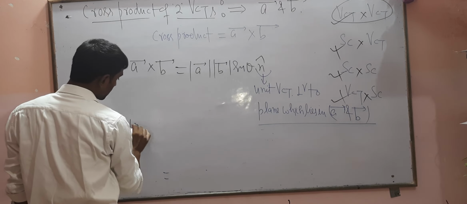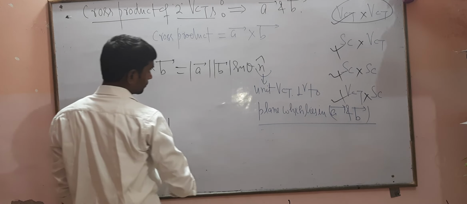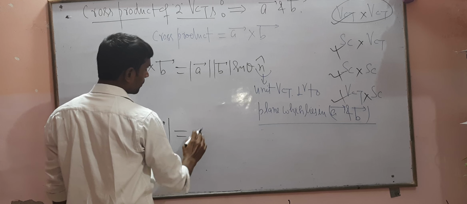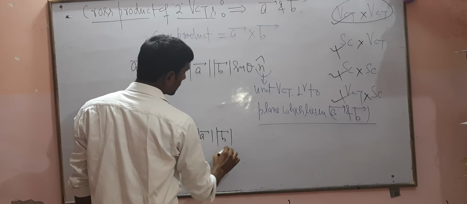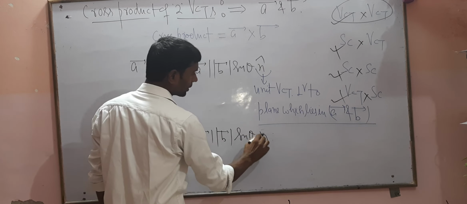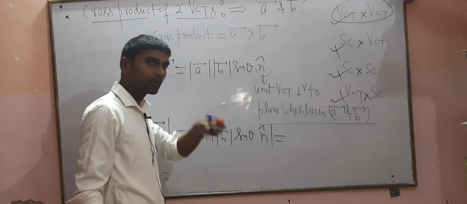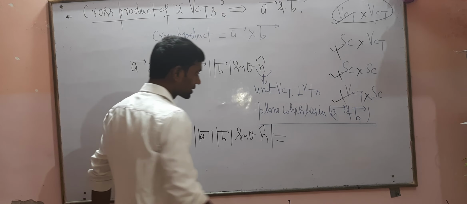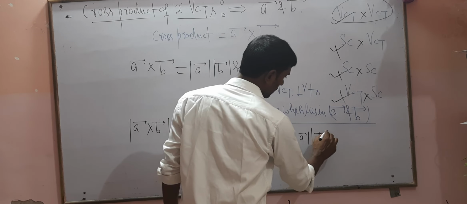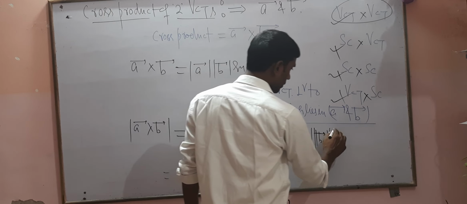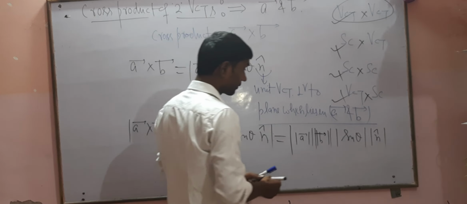Also, A cross B equals, look here, taking modulus on both sides, vector A mod, vector B mod, into sine theta, into n cap. This one is the n cap. So distributing the modulus over all four quantities: mod of A, mod of B, mod of sine theta, and mod of n cap.